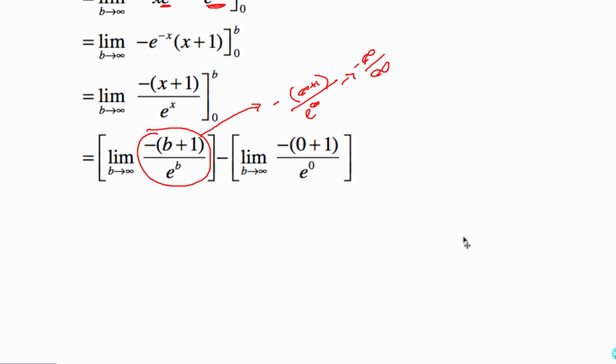So on the first one, when you take the derivative of the numerator and the derivative of the denominator, you're just left with negative 1 over e to the b. Now again, when we plug in infinity for e to the b, we know negative 1 over that is going to go all the way down to 0. So we've got 0 plus 1, which means our integral is going to converge to 1.